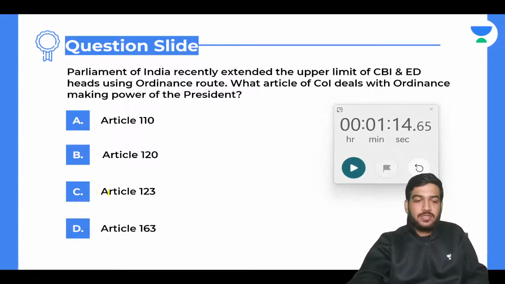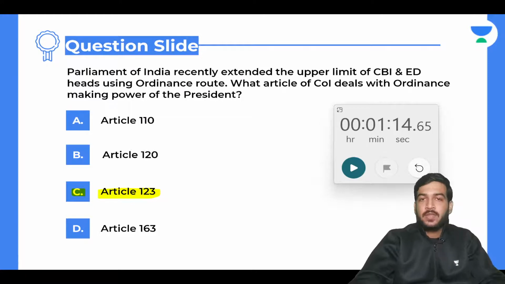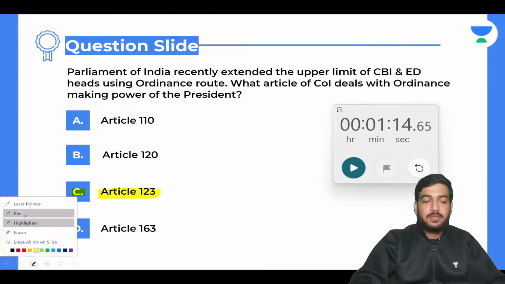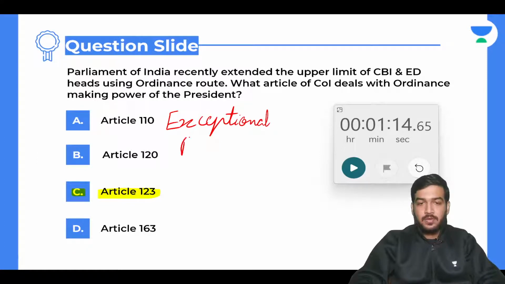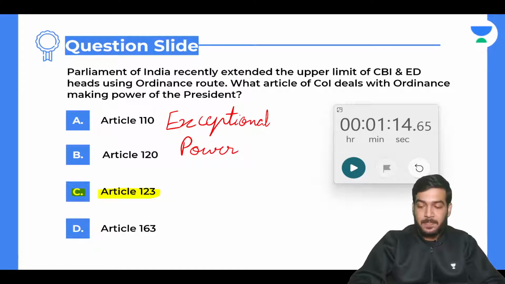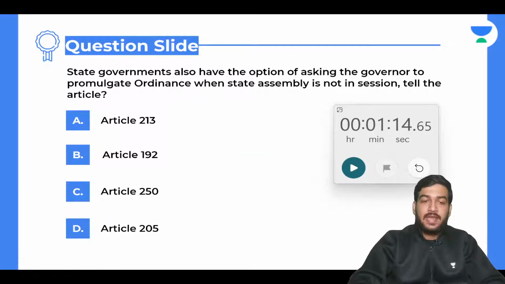Alright, the answer to this question is Article 123. Very simple to remember. Article 123 is the one that the president uses for the ordinance making power of the union. Always remember, this is an exceptional power, because usually who makes the laws? The union. Okay.